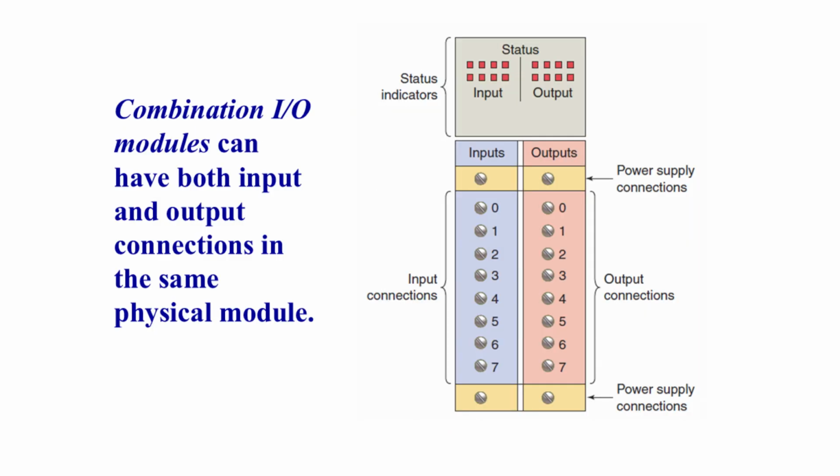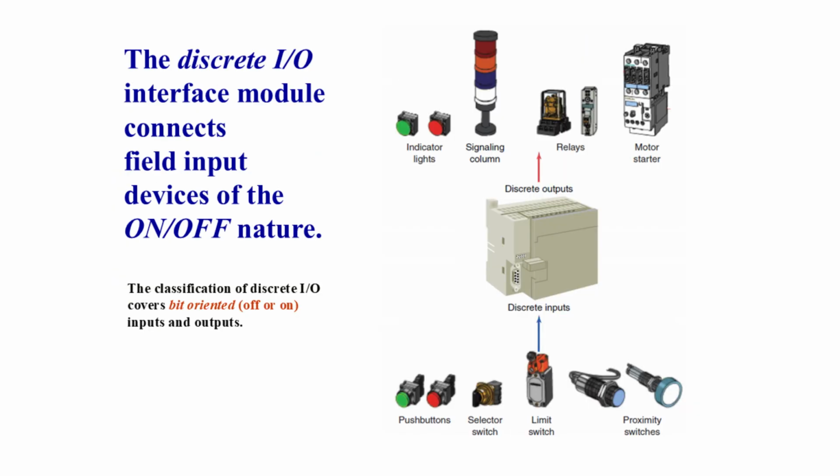Some PLCs use what we call combination I/O modules. These modules include both inputs and outputs in one unit. Inputs connect devices such as switches and sensors, while outputs drive devices like lights or relays. Status LEDs provide quick feedback on which inputs are active and which outputs are energized. These modules save space and cost in smaller systems. Though in larger systems, separate input and output modules are often preferred for flexibility. The discrete I/O interface module connects field devices that operate in a simple on or off manner.